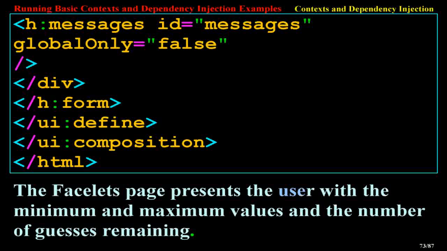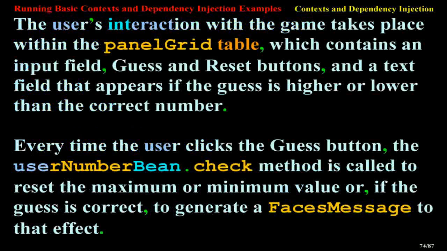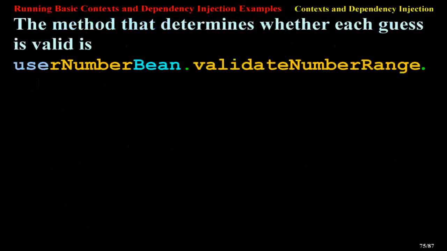The Facelets page presents the user with the minimum and maximum values and the number of guesses remaining. The user's interaction with the game takes place within the panel grid table, which contains an input field, guess and reset buttons, and a text field that appears if the guess is higher or lower than the correct number every time the user clicks the guess button. The UserNumberBean check method is called to reset the maximum or minimum value or, if the guess is correct, to generate a Faces message to that effect. The method that determines whether each guess is valid is UserNumberBean.validateNumberRange.